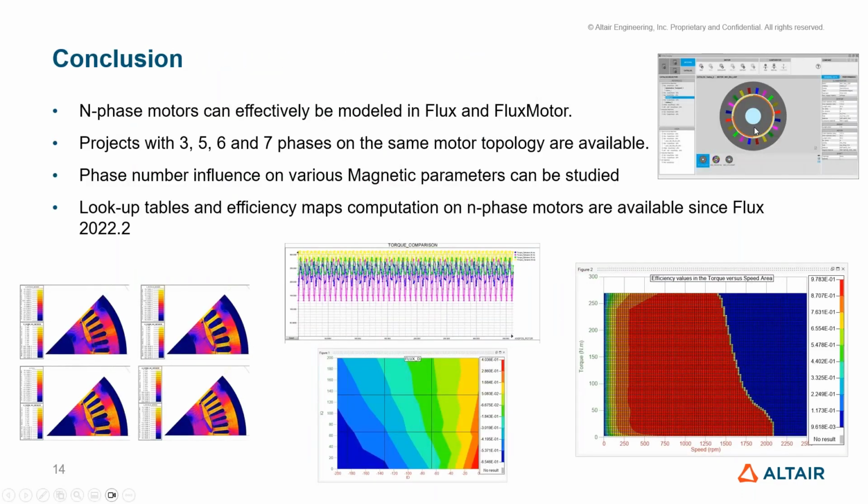So basically, in this presentation, we saw that you can effectively compute the N-phase motor in Flux and FluxMotor. You can easily design the machine in FluxMotor and then export it to Flux in order to run a usual analysis of your machine. Also, since the 2022.2 version, there is a macro inside of Flux that allows you to compute the lookup tables of those types of machines.